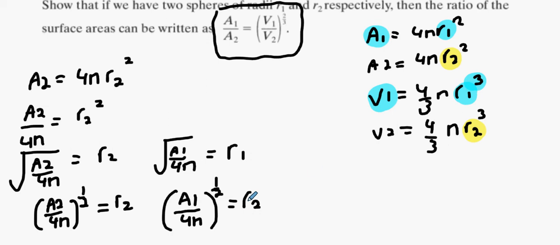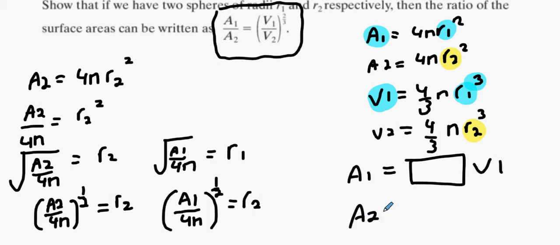So what we want is A1 equals something something something V1. Then we want A2 equals something something something V2. You get what I'm saying? And then at the very end we can just divide the answer for A1 by the answer for A2. Does that make sense? So we're going to have two separate answers. We have to introduce V into the equation somehow.